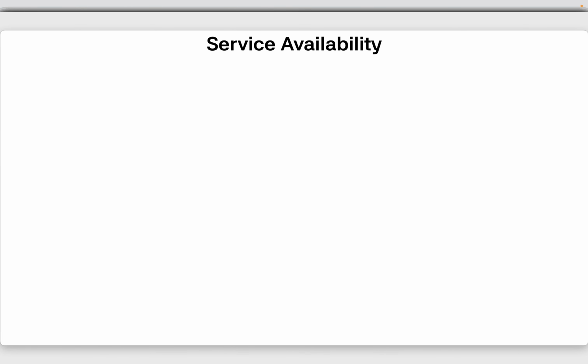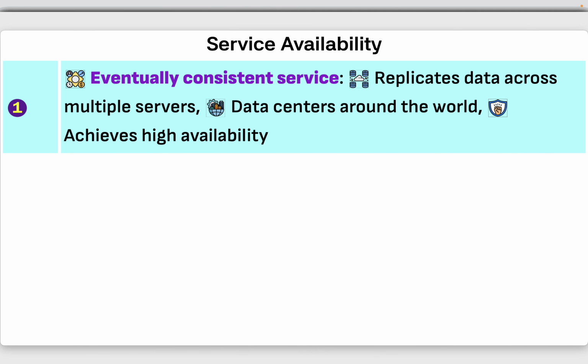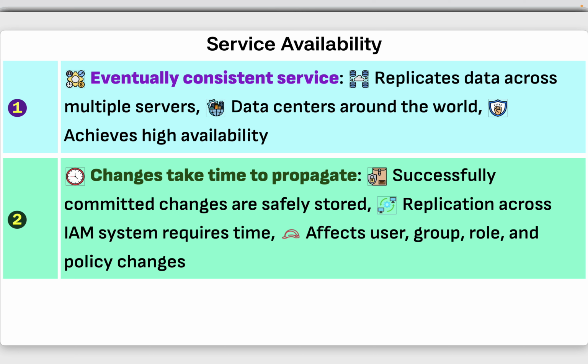Service availability. IAM, like many other AWS services, uses an eventually consistent model, achieving high availability by replicating data across multiple servers within Amazon's data centers around the world. When changes are made to IAM, they are committed and safely stored when successful, but these changes must be replicated across the entire IAM system, which takes time. This affects operations like creating or updating users, groups, roles, or policies.